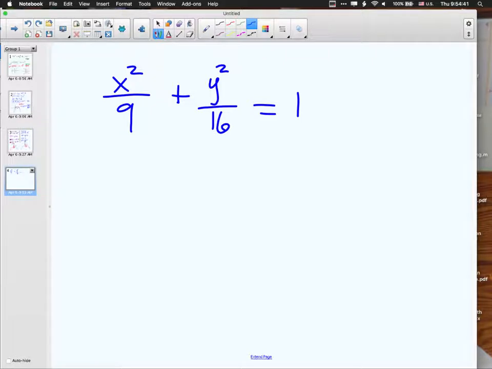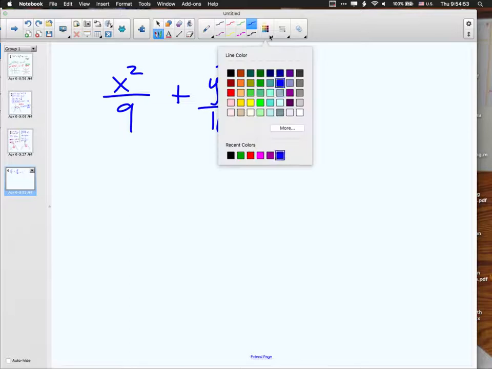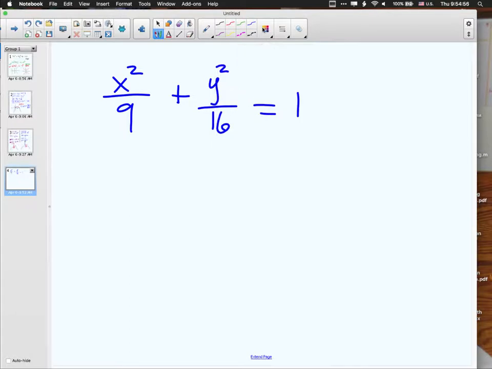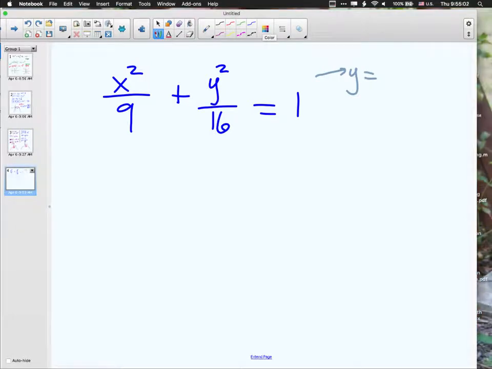Do this. And how would you do that? Isolate y. Okay. And then, what did you get? Root y equals root 16 minus 16x squared over 9. Okay, plot that on your calculator, see what you get. Do I need to change back to function mode? Yes. Whatever.